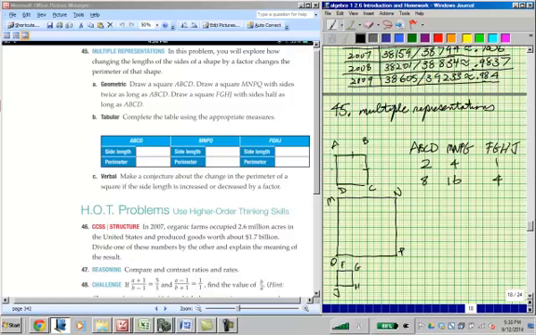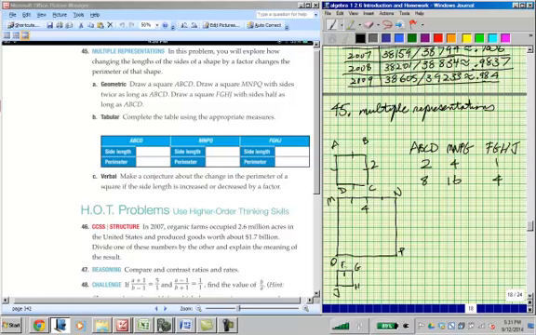So, if you double the size of the side, you double the perimeter. Okay? I went from 1 to 2, and the perimeter went from 4 to 8. And I went from 2 to 4, and the perimeter went from 8 to 16. So I doubled the sides. Seems like I doubled the perimeter. That's what I would say. That's my conjecture.